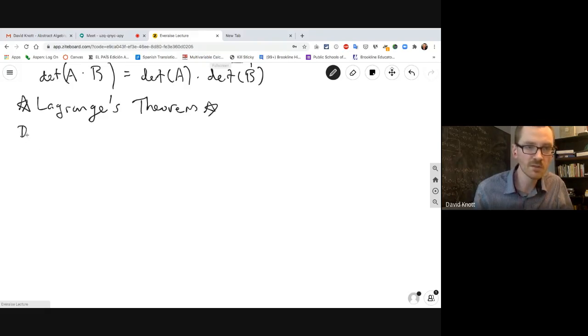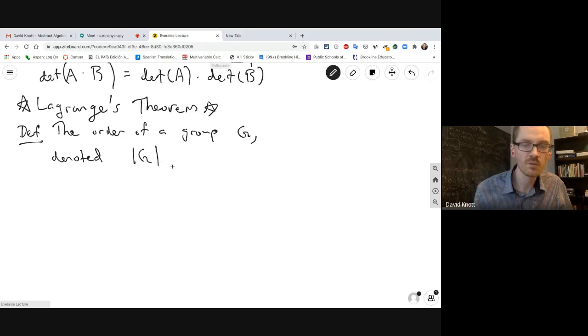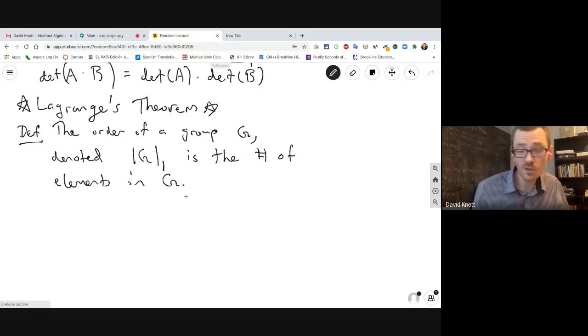So just very quickly, I need one more definition before I can tell you what Lagrange's theorem says. The order of a group G, denoted G with absolute value bars, is just the number of elements in G. Okay, so the order of a group is just the number of elements that it has. You can have a group with an infinite number of elements. We've already seen some, like the integers. By and large, infinite groups are a complicated subject, and we won't really talk about them here today. But if a group has a finite number of elements, then its order is just the number of elements that it has.